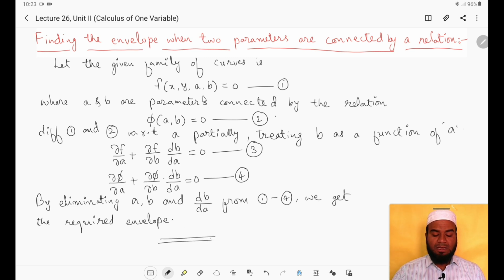So what we have to do, when a family of curves with 2 parameters is given, that is a and b, where a and b are connected by the relation given by equation 2, then we have to differentiate 1 and 2 partially with respect to a, and b should be treated as a function of a. Then we will get dou f by dou a plus dou f by dou b db by da equals to 0. Similarly, when I differentiate 2 with respect to a, treating b as a function of a, we will get dou phi by dou a plus dou phi by dou b into db by da equals to 0. Now from 1, 2, 3, 4, we have to eliminate db by da, a and b. Then whatever the result we will get, that will give us the required envelope. This is the procedure, right?